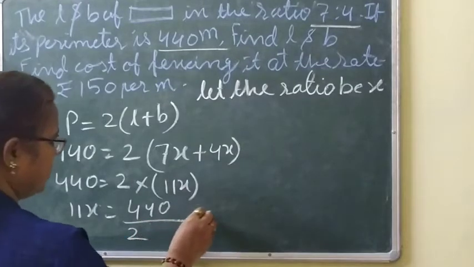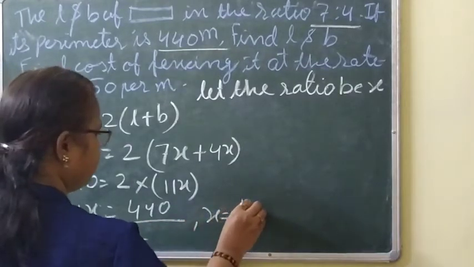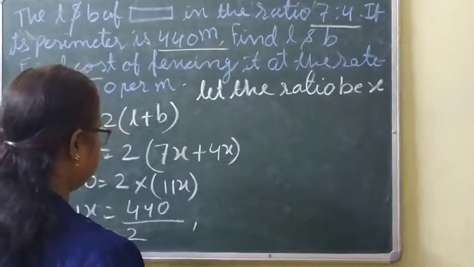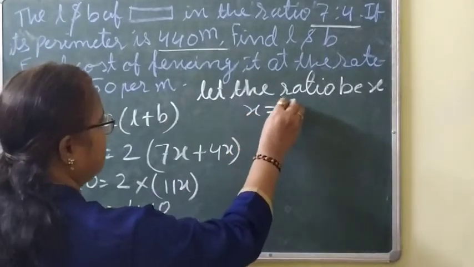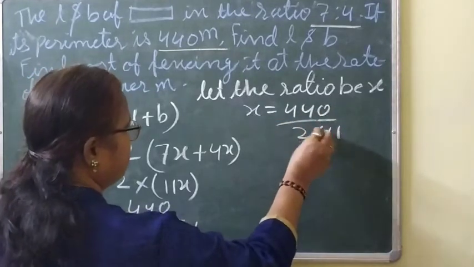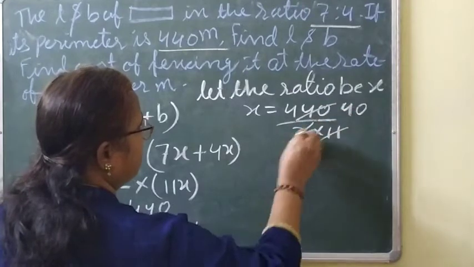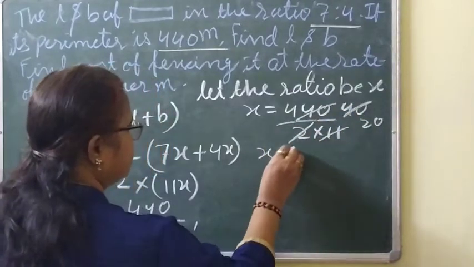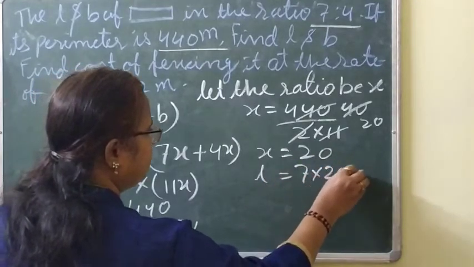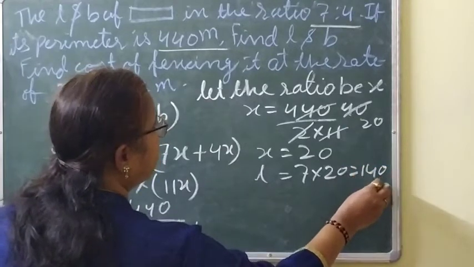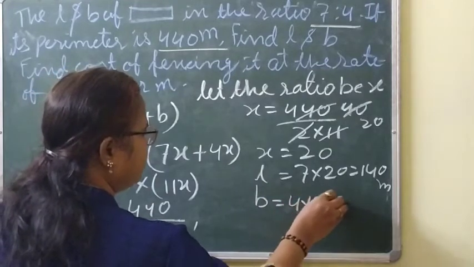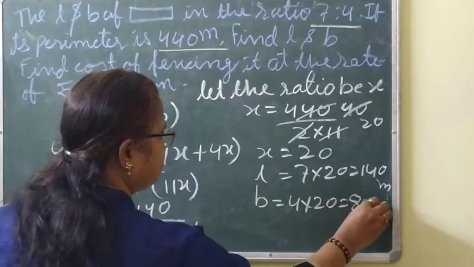So x will be equal to 440 divided by 2, then 11. So 11 fours are 44, and this is 20. So x is what? 20. So length will be equal to 7 into 20, means 140 meter. And breadth will be equal to what? 4 into 20, that is 80 meter.